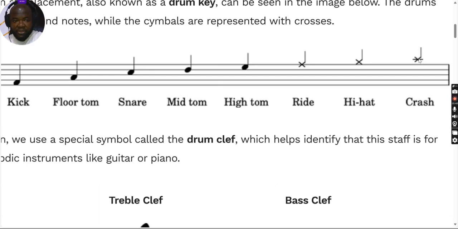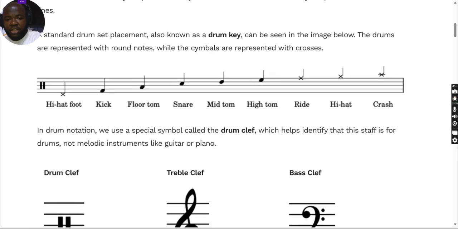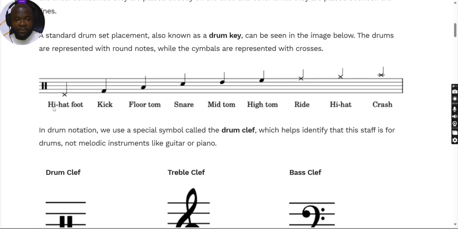Here you would see the first ledger line above the fifth line of the staff. You have the crash on that line. Now if you check all of them together, you will see this is a 5-piece drum set notation, where you have the ride, the crash, the hi-hat, and then you have the floor tom, the snare drum, and the side tom.